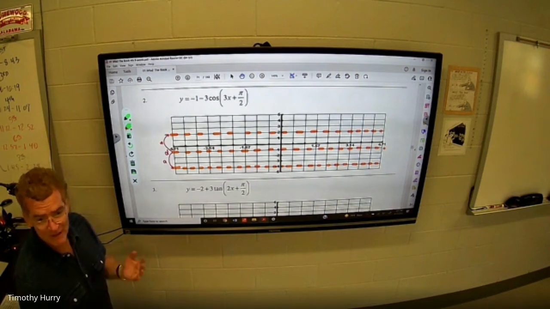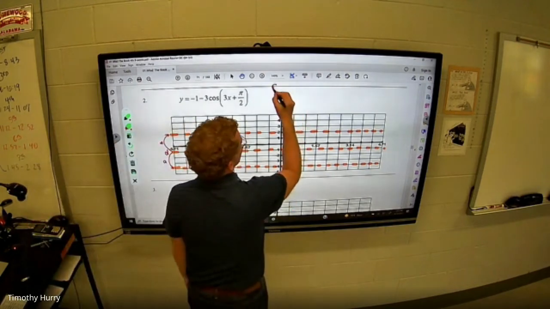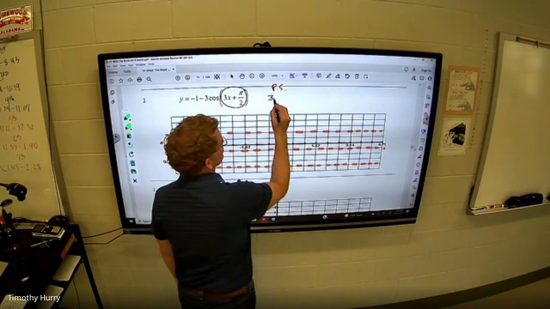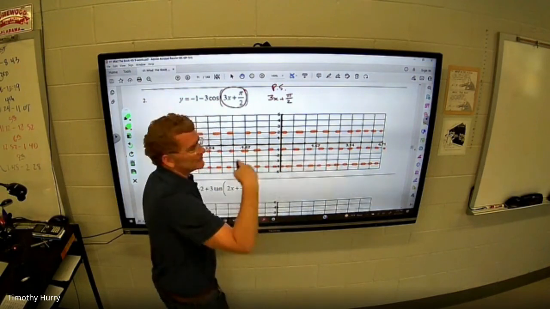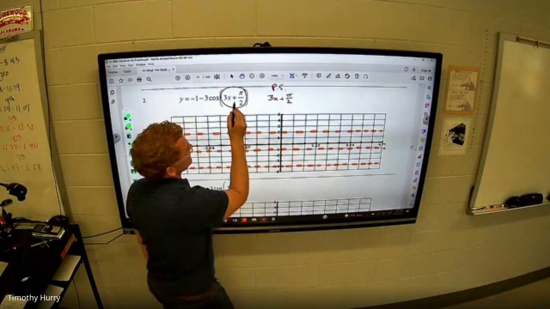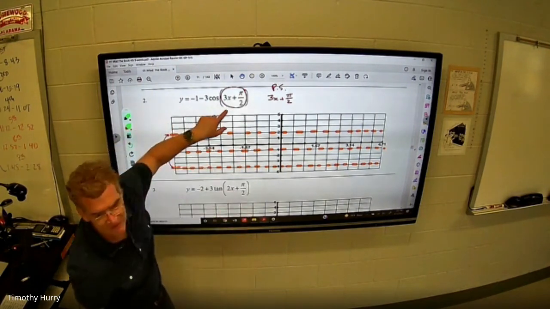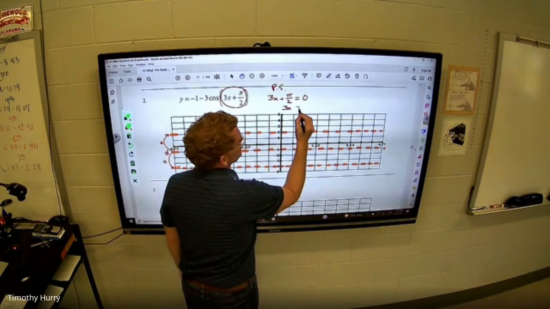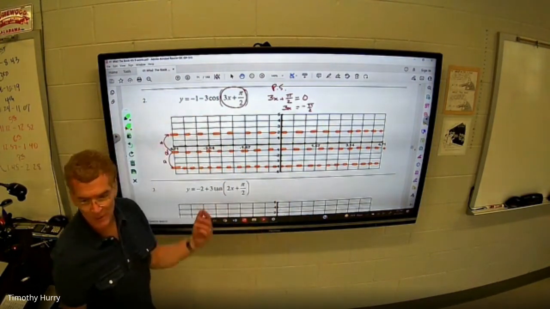What are we finding? Phase shift. So my phase shift, how do I find it? I set that equal to 0. This is like my shift left and right, okay? And you can't just look at this and go, oh, it's positive, so I'm going left pi over 2. The 3 affects that. So I'm going to set it equal to 0. That gives me 3x equals negative pi over 2. So I am going left. And then what do I do to get rid of the 3?